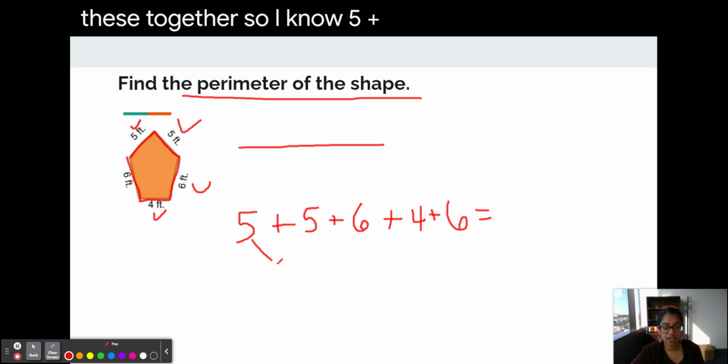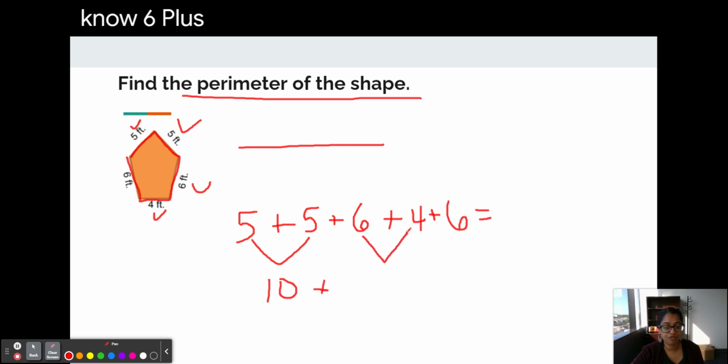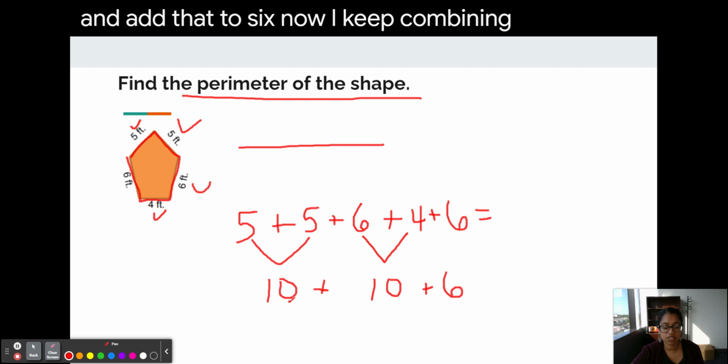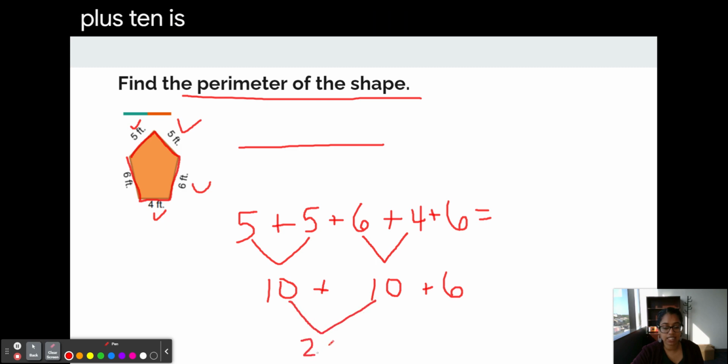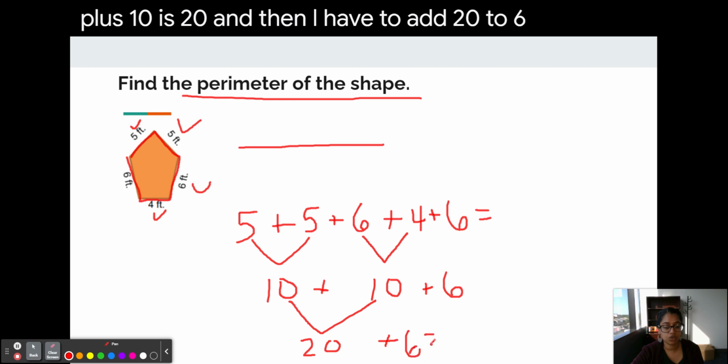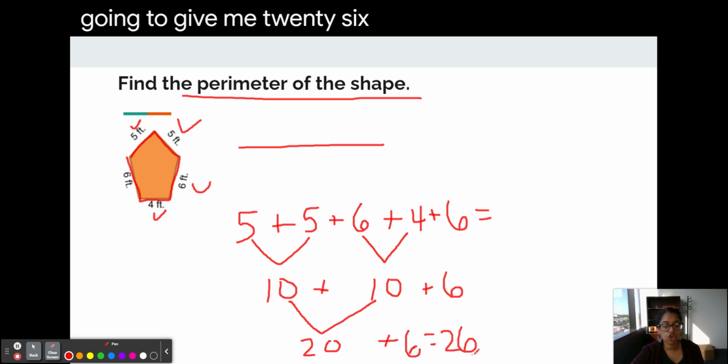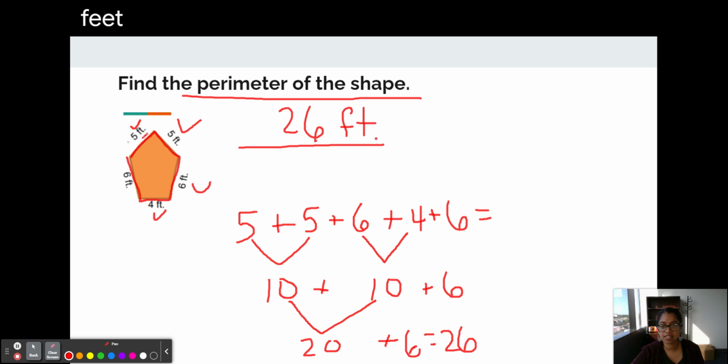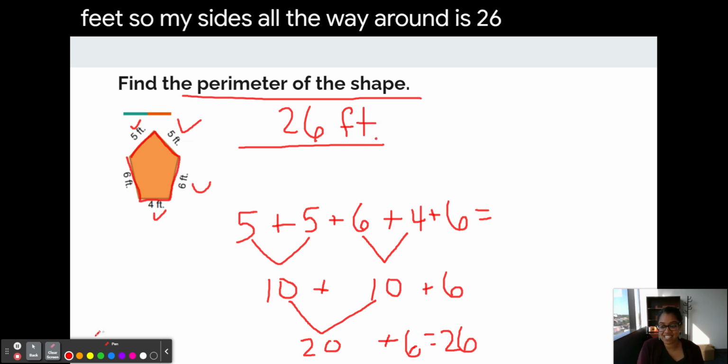So I know 5 plus 5 is 10, right? And then I know 6 plus 4 is 10. And then I'm going to go ahead and add that to 6. Now, if I keep combining, I know 10 plus 10 is 20. And then I have to add 20 to 6, which is going to give me 26. So my perimeter is 26 feet. So my sides all the way around is 26 feet.